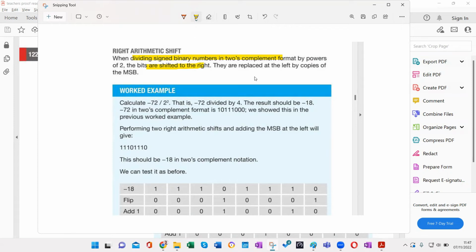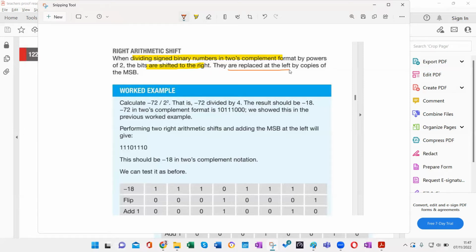Then this is the important thing. They are replaced at the left. Now, when you're shifting the bits to the right, empty spaces are going to be on the left side, right? And all this time, the empty spaces to the left and the right were filled with zeros when we performed the logical shift and left arithmetic shift.